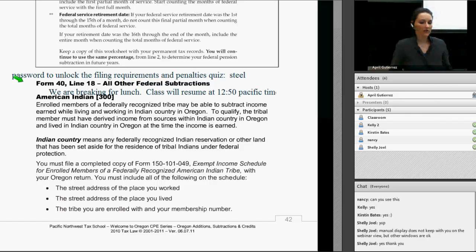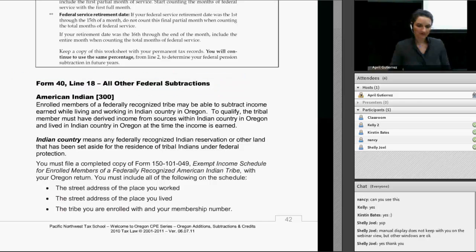We were at a point where we were going to start to discuss all of the other federal subtractions that fit onto line 18. And we're going to begin with American Indian, code 300. So if you noticed, all of our additions started with ones, and all of our subtractions apparently are going to start with threes.